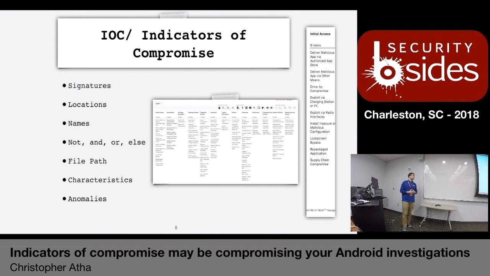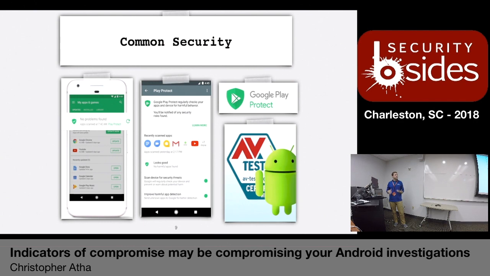Locations of certain artifacts. Certain IOCs are written so that if this path is created, that's a potential indicator of compromise. There's no benign Windows processes, or no legitimate third-party applications, that are creating these pathways with these naming conventions. We see a lot of not and or else logic, which is, is it named this and not this? And it also contains this, file paths, different characteristics, and just anomalous characteristics of it. So IOCs allow us to inspect a device a lot of different ways, but there's a problem whenever it comes to getting to do that.